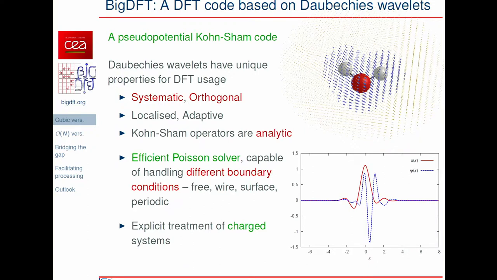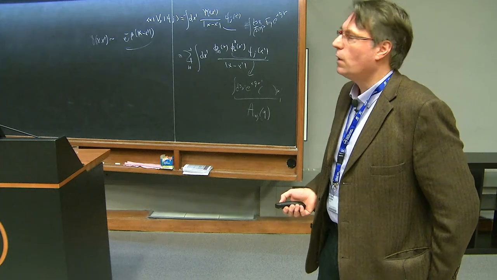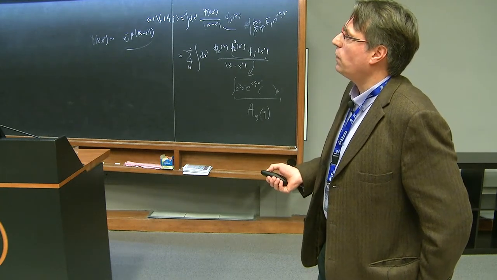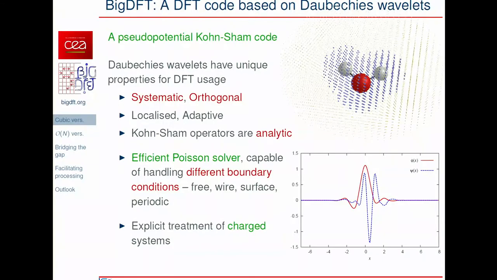For instance, in this case, you have two levels of wavelets. Here, you have only the scaling function, in red. And in blue, you have the details, only in a region near the nucleus. Because the support is compact, we developed a Poisson solver, because we can naturally have different boundary conditions: free, wire, surfaces. And we use for that a formulation based on Green functions to solve the Poisson equation. And of course, we can explicitly treat charged systems.